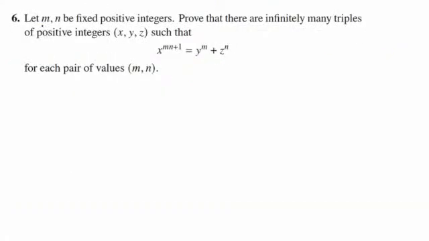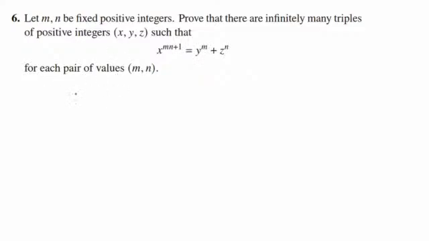Problem number 6. Let m, n be fixed positive integers. Prove that there are infinitely many triples of positive integers x, y, z such that for each pair of values m, n, x to the m plus 1 equals y to the n plus z to the n, for each pair of values m, n.